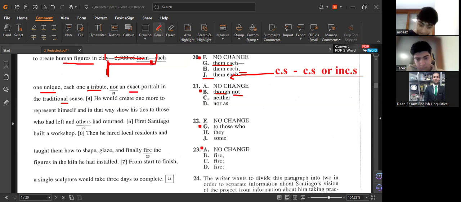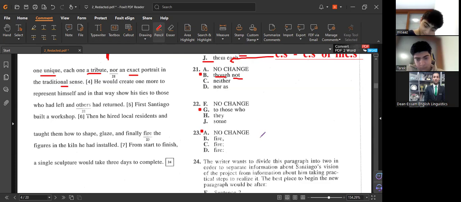But we need to know why. Let's try it from the beginning. He said then, and then is a conjunctive adverb, we don't care, we can use a comma or not. He hired local residents and taught, so hired and taught compound the predicate. Taught them how to shape, how to glaze. Finally, so it's a list of infinitives. All of them are infinitives, okay, but do we need a comma after the last verb?